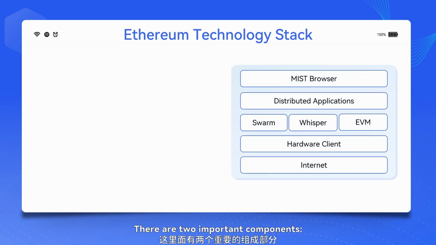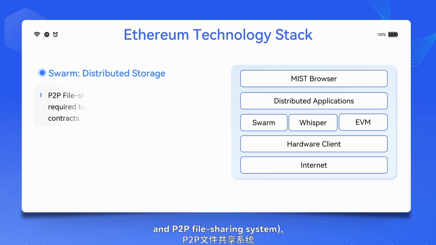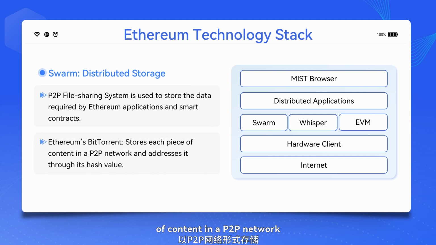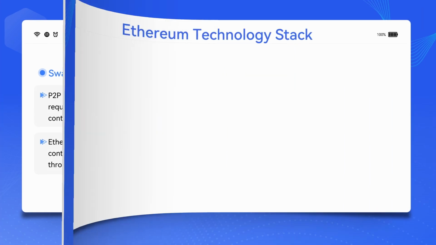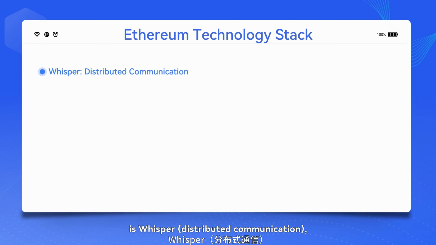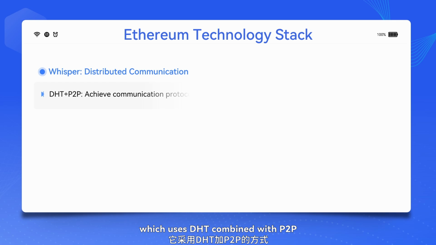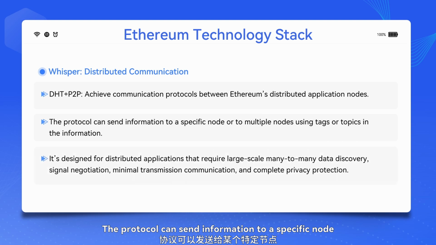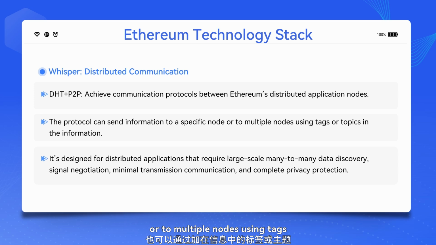There are two important components: Swarm, distributed storage, and P2P file sharing system, which is used to store the data required by Ethereum applications and smart contracts. Ethereum's BitTorrent stores each piece of content in a P2P network and addresses it through its hash value. The other component is Whisper, distributed communication, which uses DHT combined with P2P to achieve communication protocols between Ethereum's distributed application nodes. The protocol can send information to a specific node or to multiple nodes using tags or topics in the information.